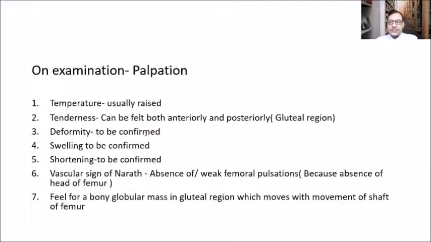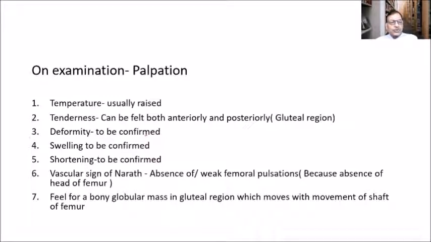When we try to palpate, remember temperature is to be taken first and it is usually raised. The tenderness can be felt anteriorly and especially posteriorly. The deformity, which is adduction, flexion, and internal rotation, has to be confirmed. Swelling is to be confirmed by putting the fingers there, and shortening is to be confirmed by putting your fingers over the medial malleoli.